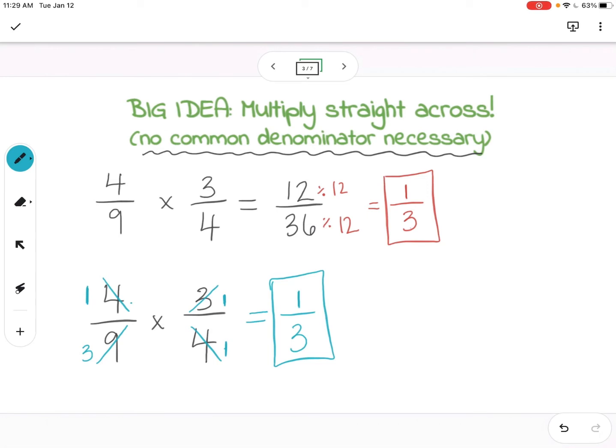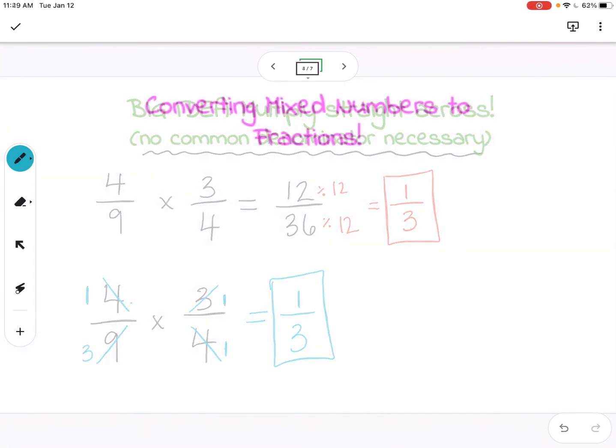So just now you have that as an option. I suggest this for people with maybe not as great of a number sense, because once the numbers get bigger, typically they're harder to simplify because we maybe don't have the common factors in our head. So that would be my suggestion for you.